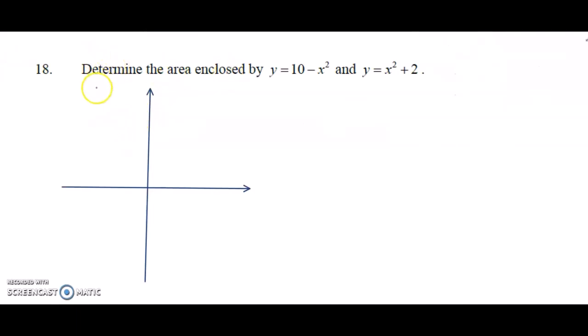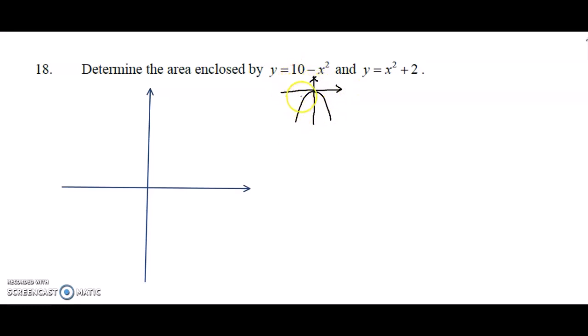Question 18 is the last question on the area of the region bounded by the curve. And for the next video, I'm going to talk about the volume of the solid of revolution. So read the question. Determine the area enclosed by y equals 10 minus x squared and y equals x squared plus 2. Again, we need to sketch the curve negative x squared plus 10. We know that y equals negative x squared will be a quadratic curve, which opens downwards and passes through the origin like this.